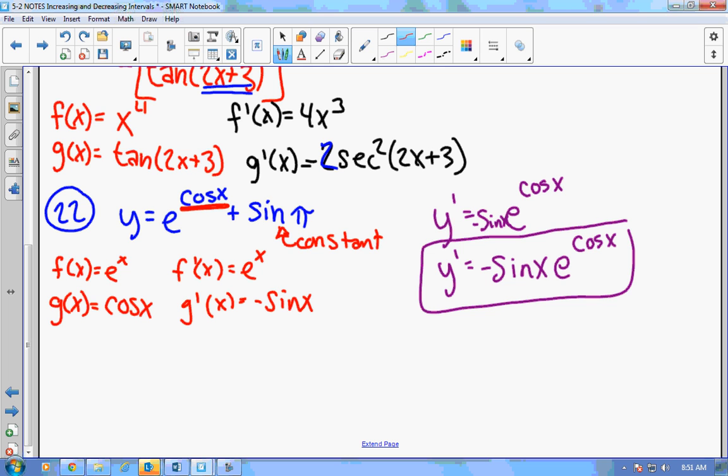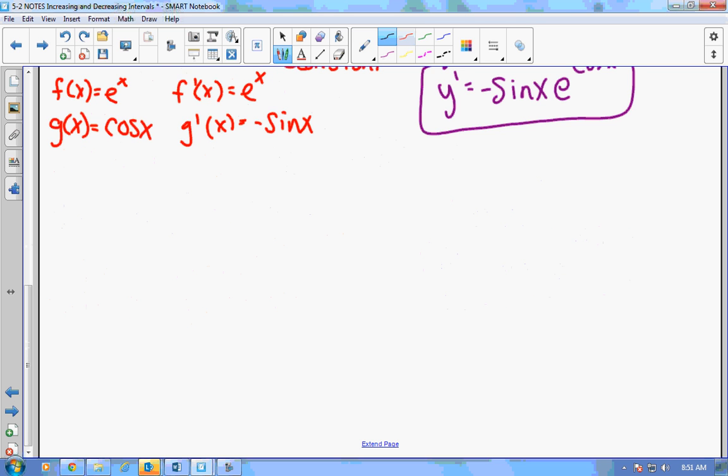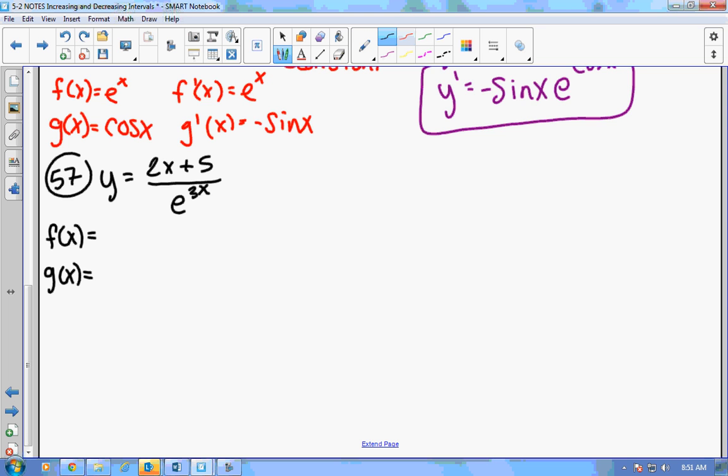Okay. Let's find another doozy. 57. Okay. I really think each time you should, even if you think you can do it in your head to avoid mistakes, write out your f's, your highs and your lows, and take the derivative of each of them. 2x plus 5 e to the 3x.